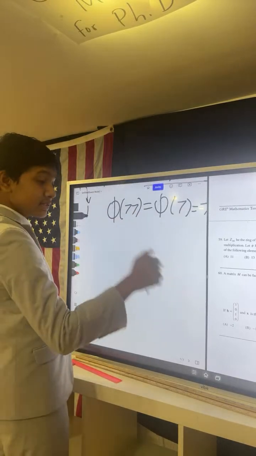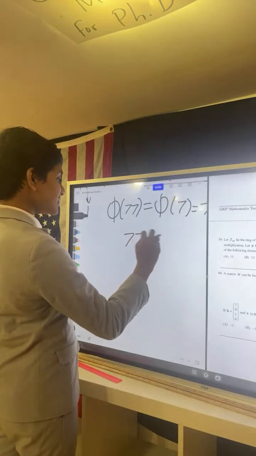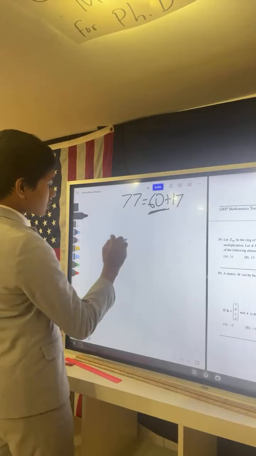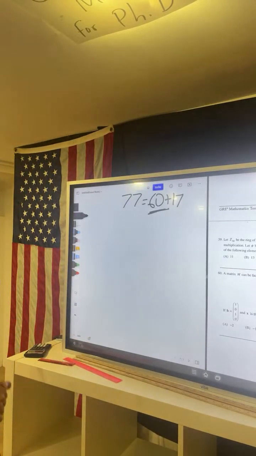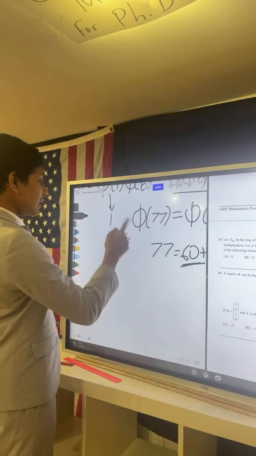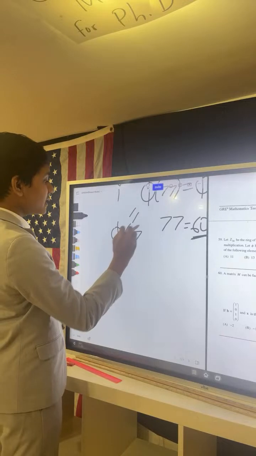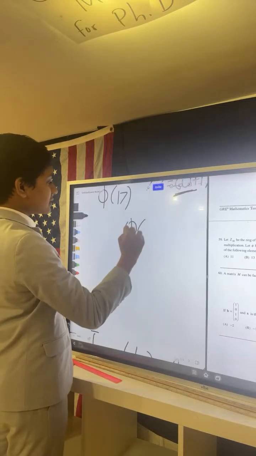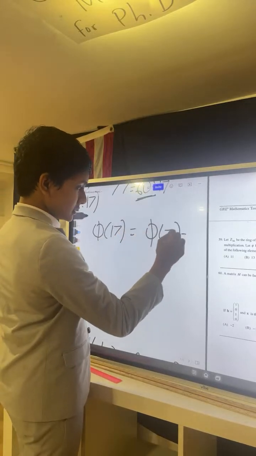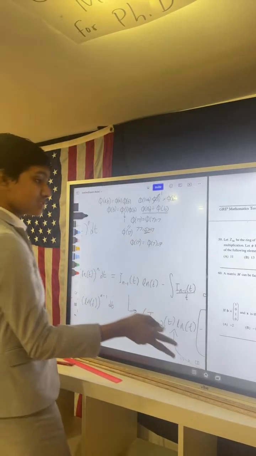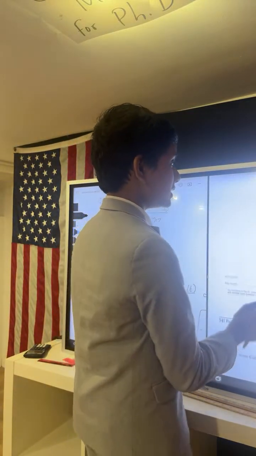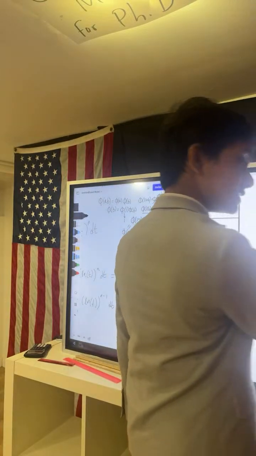But wait a second, 77 is equal to 60 plus 17. And 60 is divisible by 30. In other words, the remainder when you divide 77 by 30 is 17. Which means that since we're dealing with mod 30, this is also equal to phi of 17. Which means, by transitivity, phi of 17 is equal to phi of 7, which is equal to 7. Which means the answer is C. And as you can see, if you scroll down to see the answer key, it is indeed C.